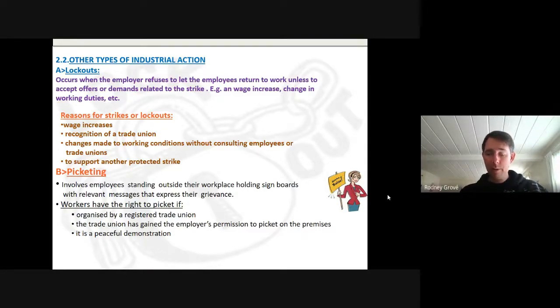So if the owner of the petrol station says, we're not going to be working from 6 to 6 anymore, we're working from 5 to 5, and doesn't consult anybody, the employees can go through the correct procedures to try and resolve the dispute. But again, if they follow the procedures and nothing is forthcoming, they can then go on strike. And the last one there is to support another protected strike.